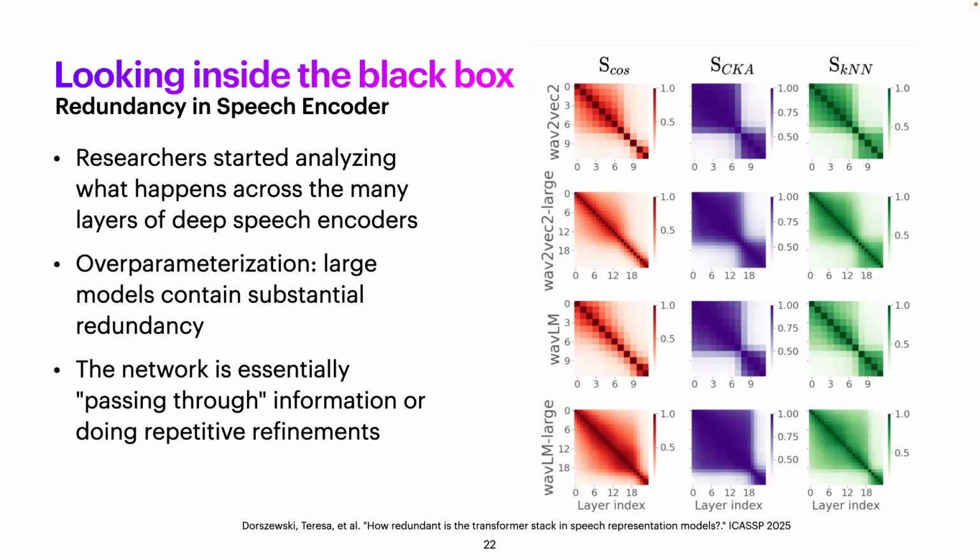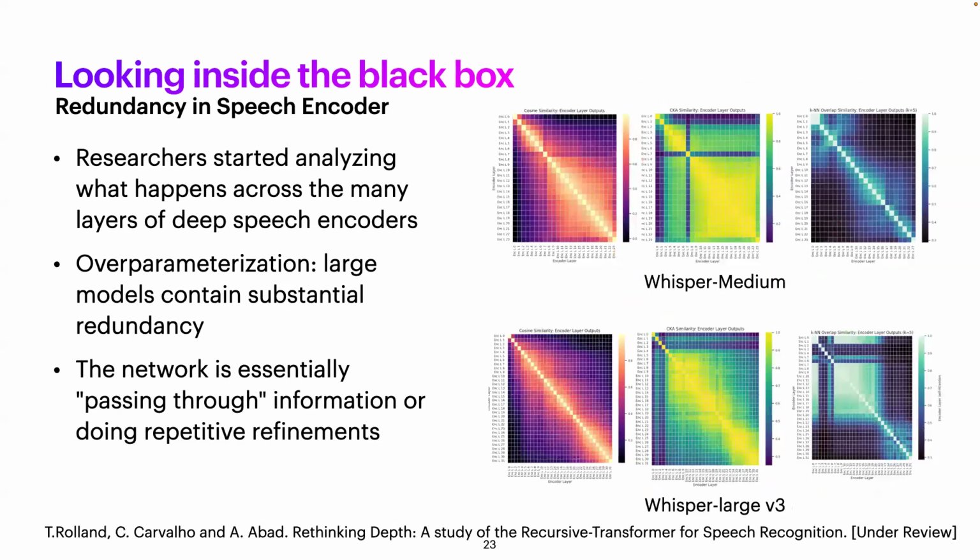But this is for Wav2Vec and WavLM. The one I was more curious about was Whisper, the one I mentioned at the beginning from OpenAI. So I just replicated this experiment for the fun of it. I did it with two sizes of Whisper, Whisper medium and Whisper large, and we observed the same thing. So that's pretty cool. The observation was confirmed.